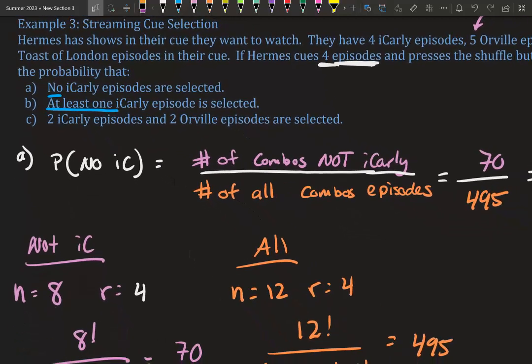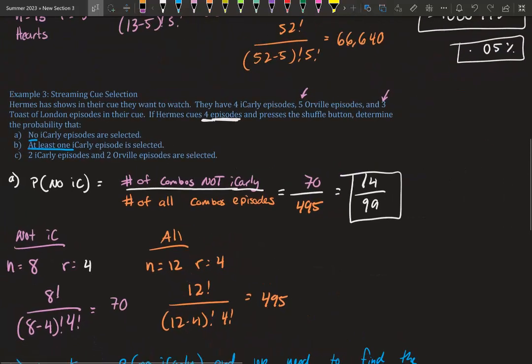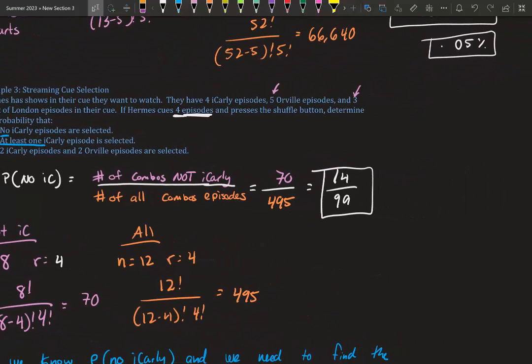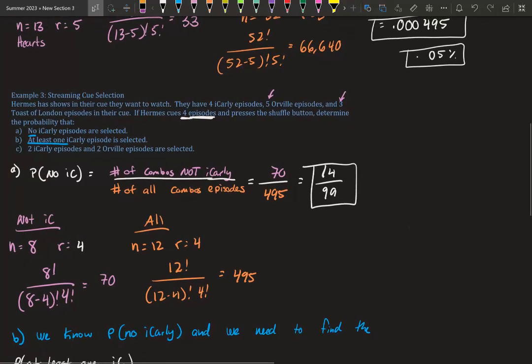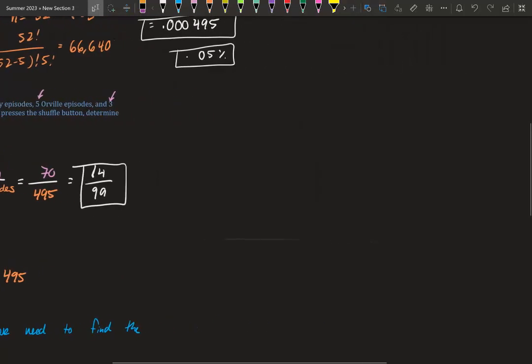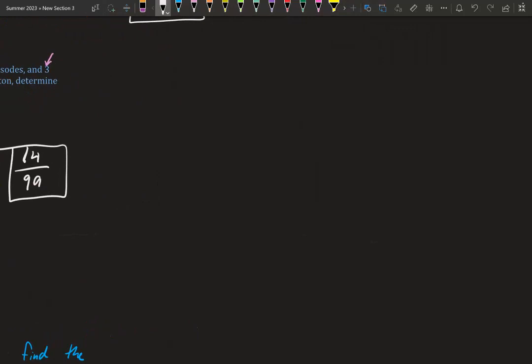Alrighty, part C. We want to queue up 4 episodes, but 2 of them must be iCarly and 2 must be Orville. Alright, this is very similar to like the restaurant question where you had columns to pick from. So here we're picking 2 different sets here. We're picking combinations. So that means let's spell out the probability it wants us to find.